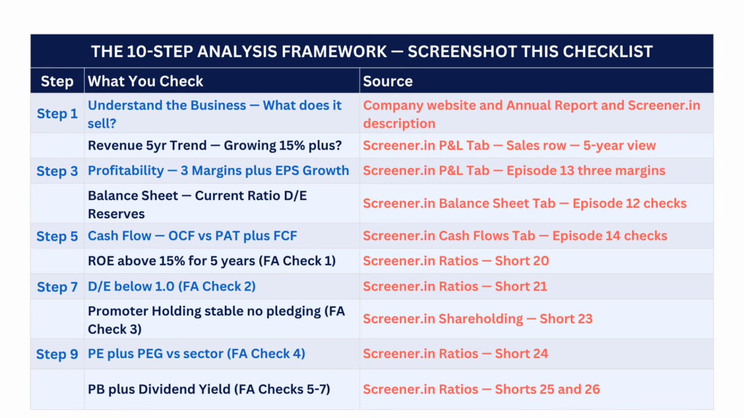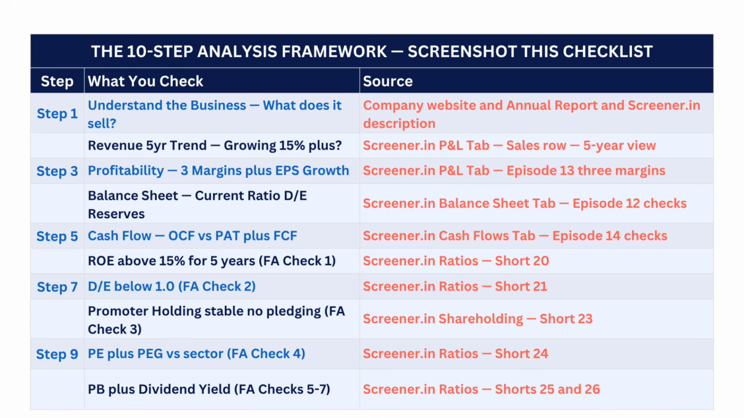Next, step 6, what do you want to check? ROE above 15% for 5 years. FA check 1. Where is the source? Screener.in ratios and chart 20. Then in the next, 7th step, what do you want to check? DE below 1. FA check 2. Where is the source? Screener.in ratios and chart 21.